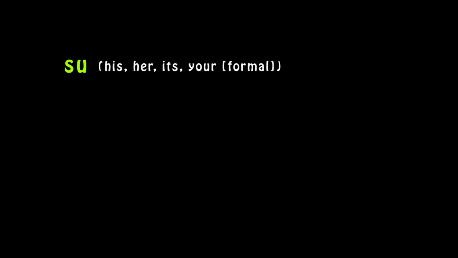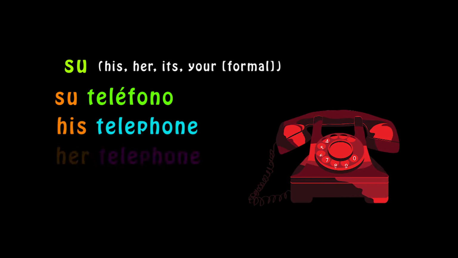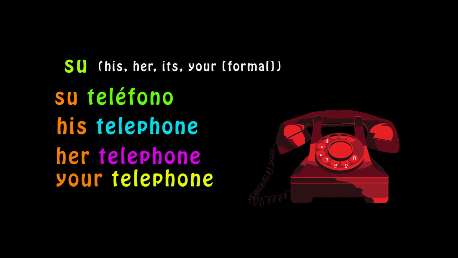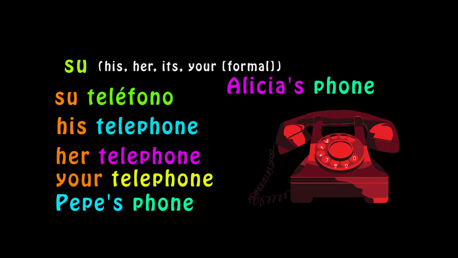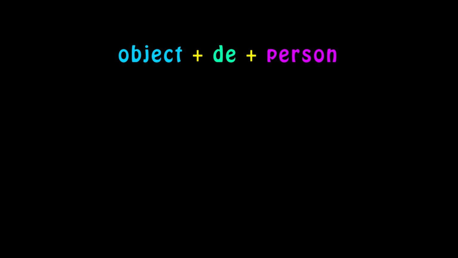So how do we know who owns something? For example, a phone or telephone. So you would write su teléfono, but who owns it? His telephone, her telephone, your telephone in the formal, Pepe's phone, Alicia's phone. Who knows? Well, in times of confusion, we use de when we want to make clear who owns something.